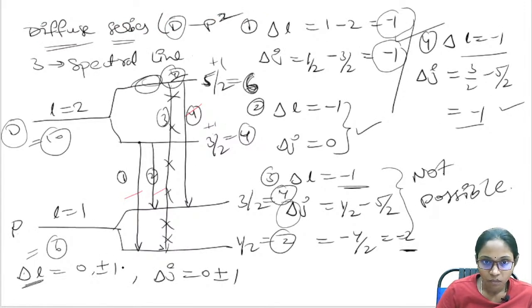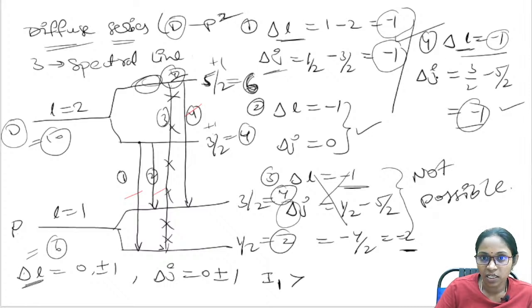See here, in the first transition, the first spectral line, delta L and delta J values are the same. That means the intensity of the first line is greater. Check the second one: delta L is -1, delta J is 0. The third one is not possible. The fourth line is -1, -1. Here also delta L and delta J are the same, so I4 is also a more intense line.